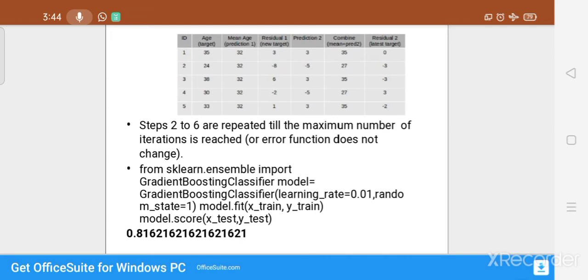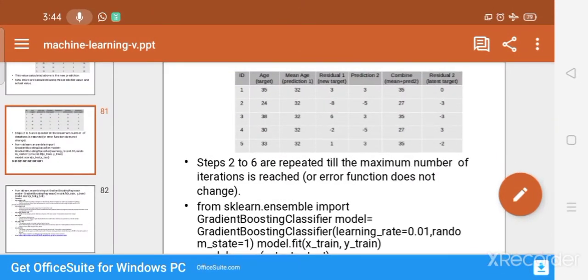Now from this we have calculated the new targets, that is the subtraction of this. Here we have calculated the residual 2, that is the new target of that particular data, right? Now the same step we are repeating till the maximum number of iterations is reached or the error function does not change. Here we can see the errors we are getting, that is 3, minus 8, 6, minus 2, 1. This we have to reduce. So that's why we are considering the next prediction as this one.